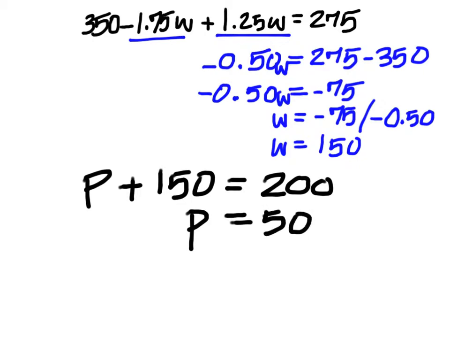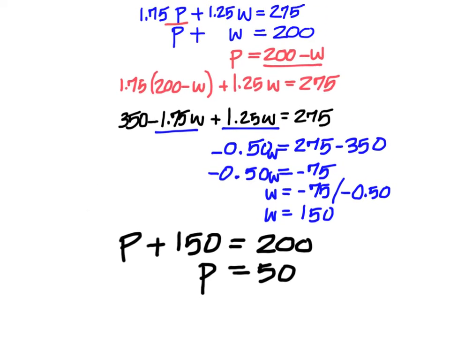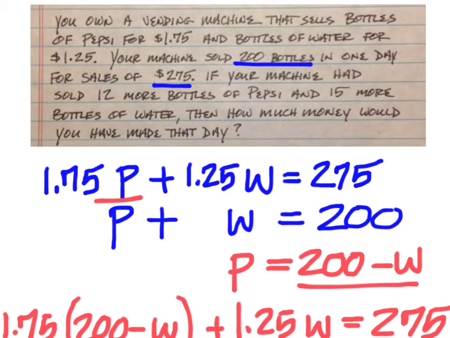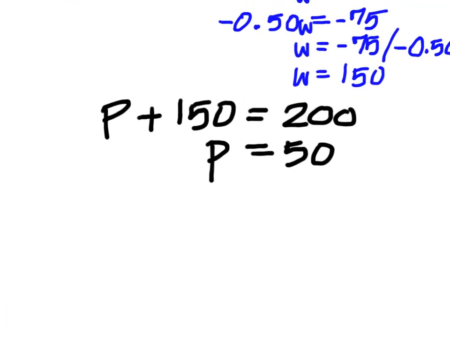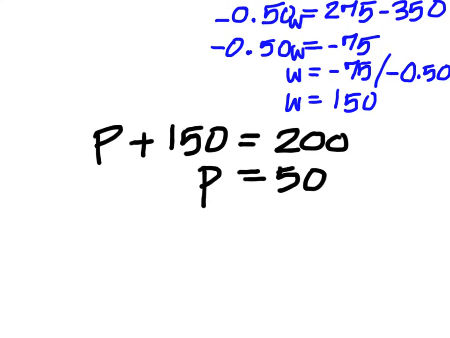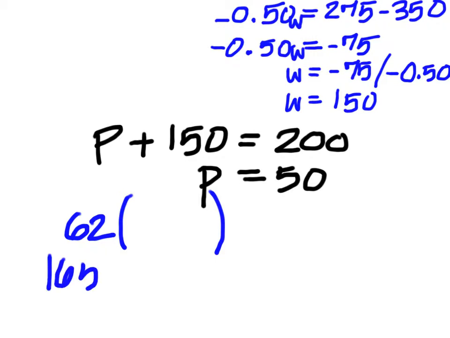50. Okay. So we know what we sold of each, but the question is, if your machine had sold 12 more bottles of Pepsi and 15 more bottles of water, then how much money would you have made that day? So 12 more on Pepsi would give me 62, and 15 more on water would give me 165.